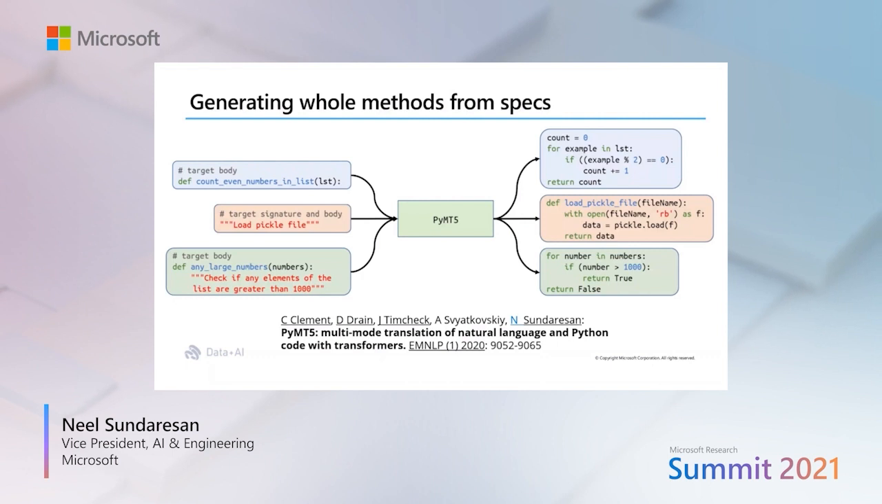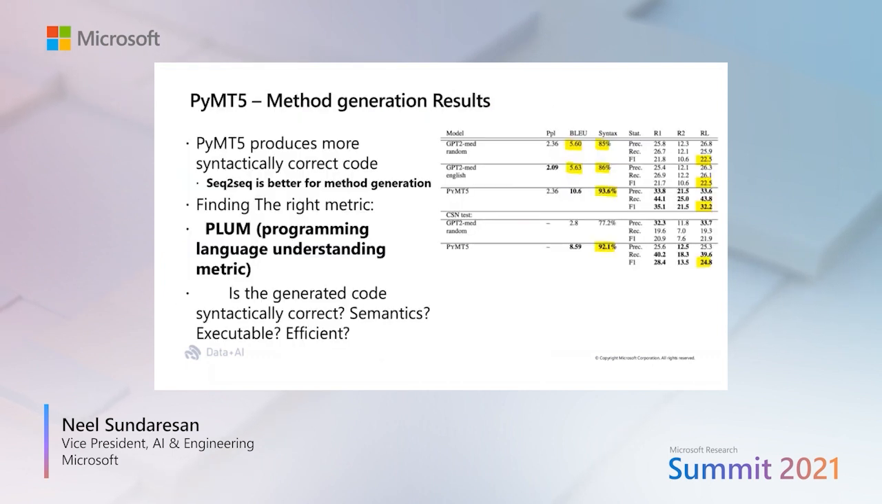It's very well described in the paper, and our results showed, number one, that at this scale of parameters, we can't use a GPT model. We need a sequence-to-sequence kind of model. And the second thing we learned was we really needed the program language understanding metric. We can't just use the standard BLEU metrics or perplexity metrics that are used in NLP, right? Because we want to answer questions like how good is the generated code, how syntactically correct is it, what are the semantics, is it executable, is it efficient, and so on and so forth.